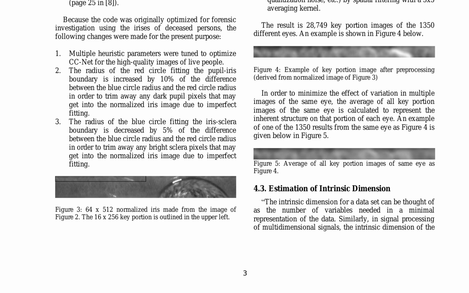Finally, the paper discusses the estimation of intrinsic dimension for a dataset, which can be thought of as the number of variables needed in a minimal representation of the data. In signal processing of multi-dimensional signals, the intrinsic dimension of the signal is the minimum number of parameters needed to describe the signal. The paper uses the correlation dimension method to estimate the intrinsic dimension of the key portion images, providing a quantitative measure of the complexity of the iris patterns.